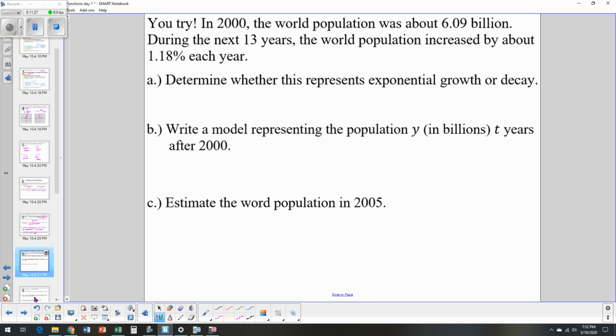So you're going to go ahead and try this next one. Same idea. In 2000, the world population was about 6.09 billion. During the next 13 years, the world population increased by about 1.18% each year. So go ahead and try these three problems, pause, and when you're ready, come back.